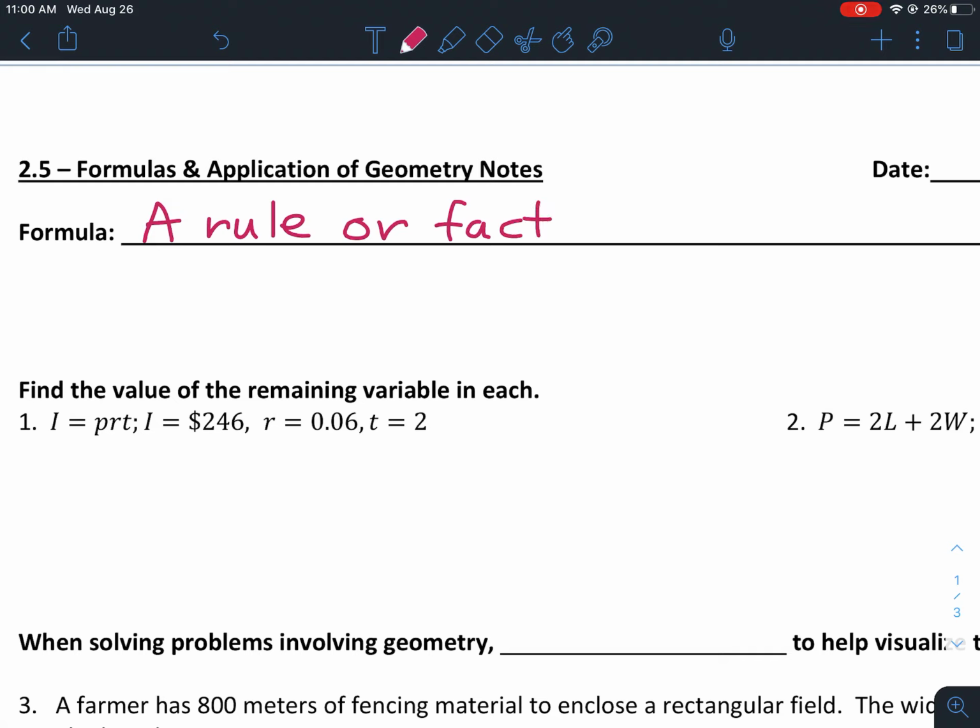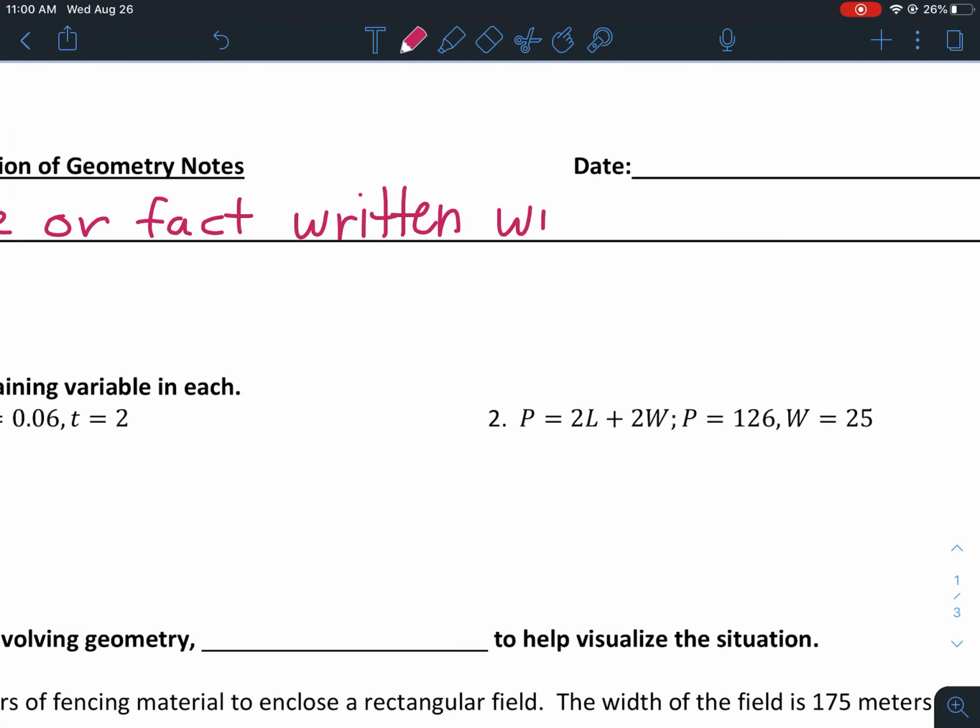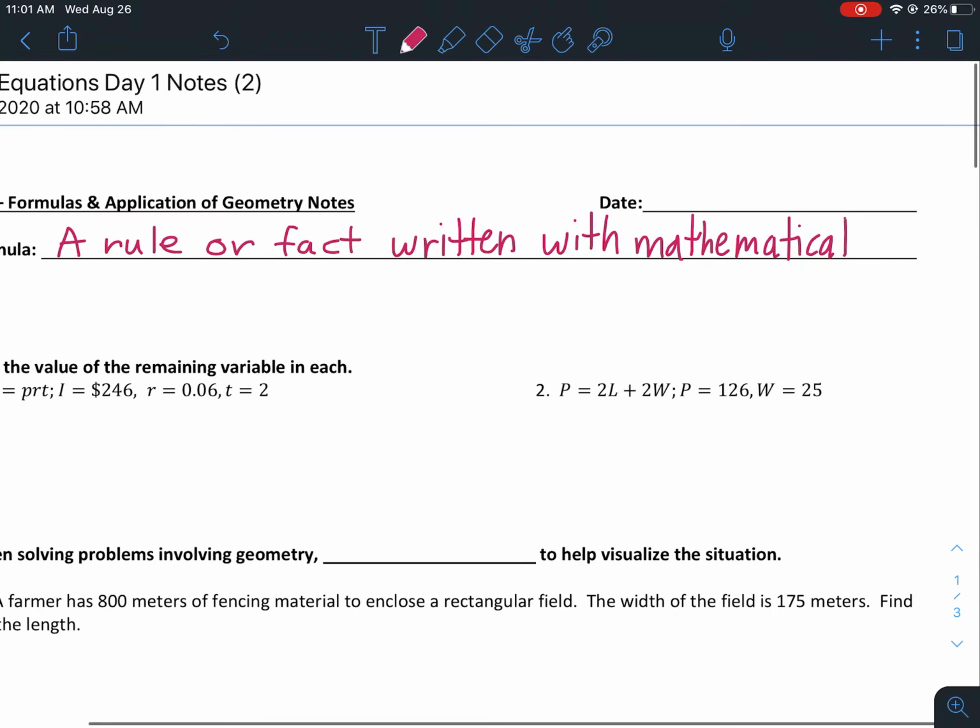or fact written with mathematical symbols. So make sure you write down this definition.